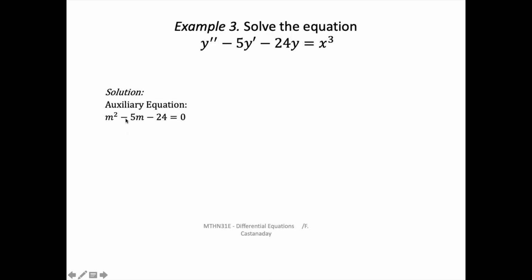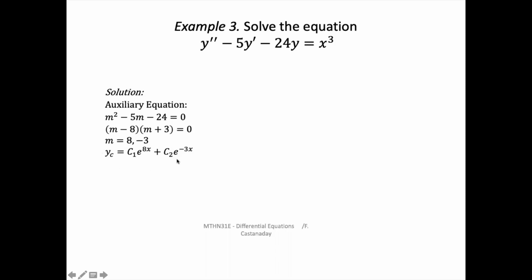And then the next step is to factor this to find the roots. The roots signify what will be the solution for the left member of the equation. Now the roots are positive 8 and minus 3. So these are real roots, distinct real roots. That's why the solution, or y sub c, is equal to c sub 1 times e raised to 8x plus c sub 2 times e raised to minus 3x.